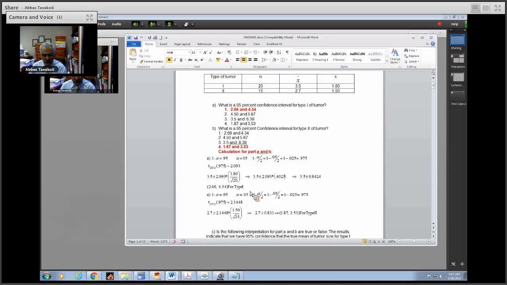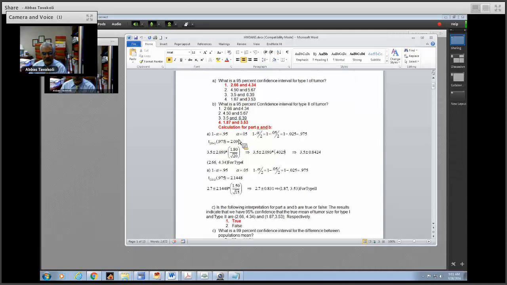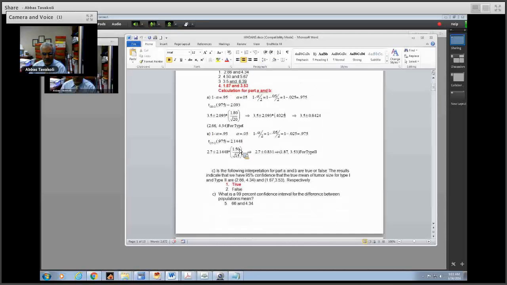That's for type 1. The same way you calculate for type 2: you find your t from the T table, which is t with 11 degrees of freedom, and at 0.975 it is 2.201. You calculate for type 2 and get 1.87 and 3.53. So 1 and 4 was the correct answer for parts A and B.